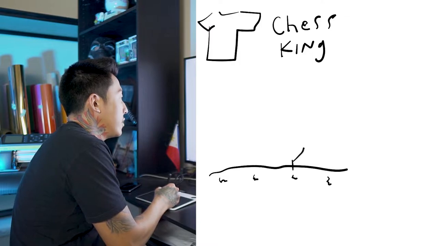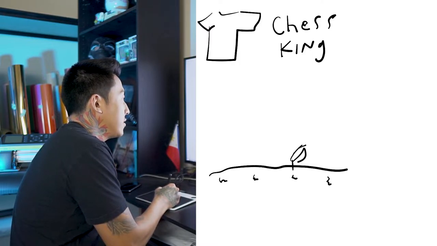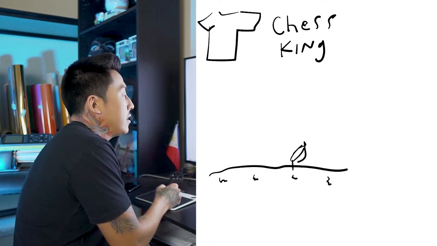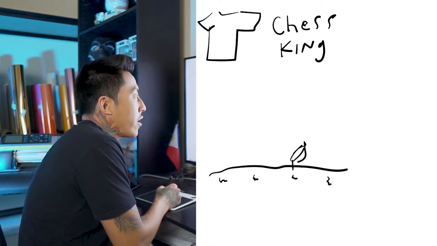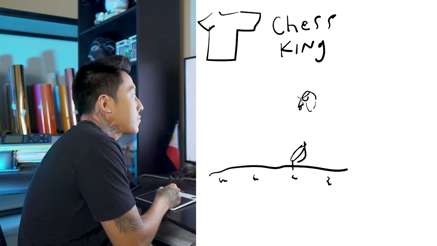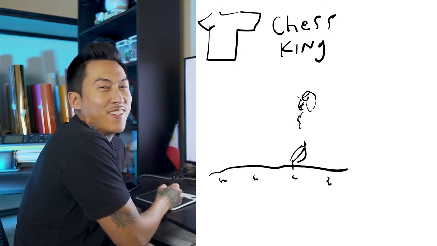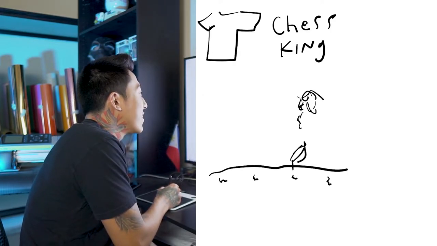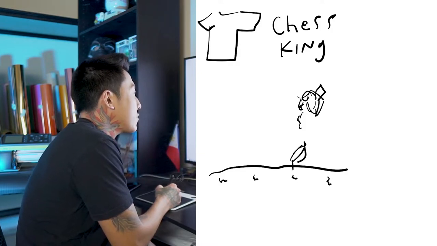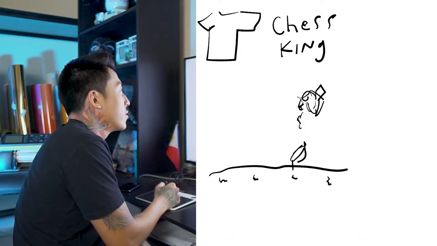This one right here, it grew a little leaf. So we need to water this one design, right? So how do we do that? How do we build more sales out of this?